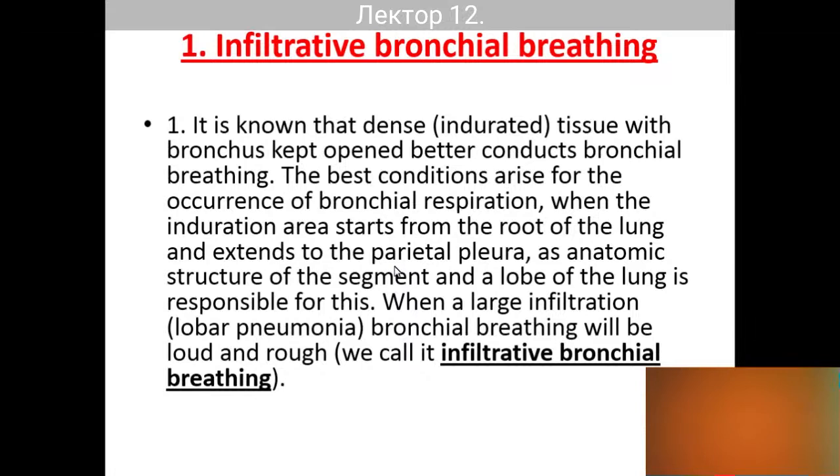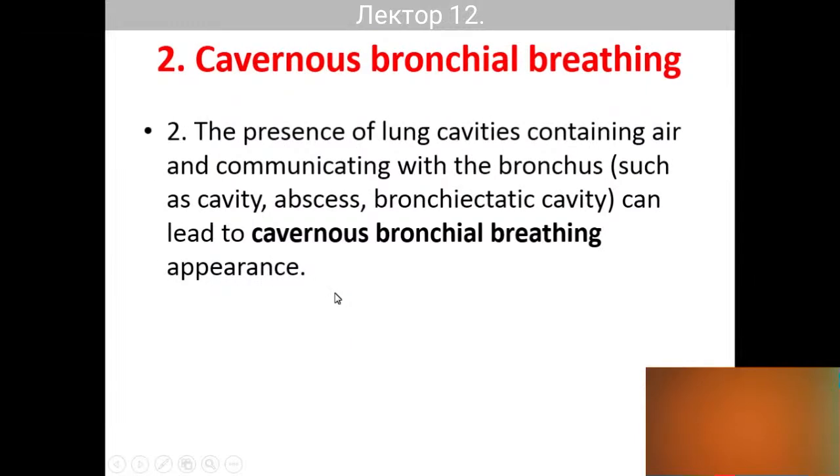When there is a large infiltration, for example, the second stage of lobar pneumonia, bronchial breathing will be loud and rapid. We call it infiltrative bronchial breathing. The presence of lung cavities containing air and communicating with the bronchus, such as a lung abscess, caverna in tuberculosis, or bronchoectatic cavity, can lead to cavernous bronchial breathing.